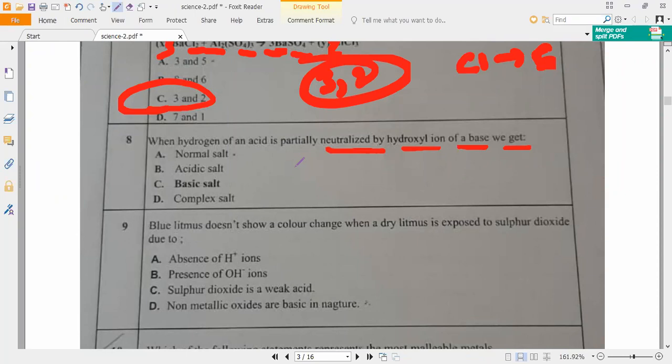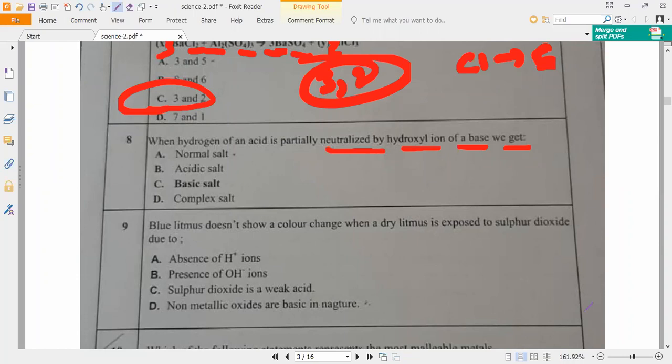Only partially neutralized. Acidic salt, sir. Partially neutralized means acidic salt. You have to think a little bit. Basic salt, sir. Nobody is answering. Basic salt, sir. Here hydrogen is partially neutralized, so fewer H plus ions are released, sir. That is the point here you people need to understand.